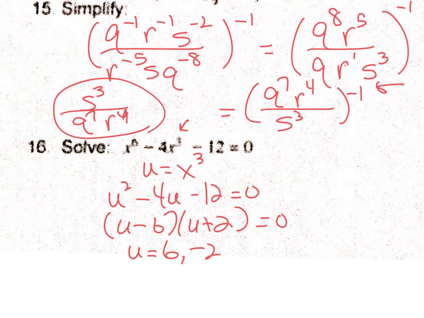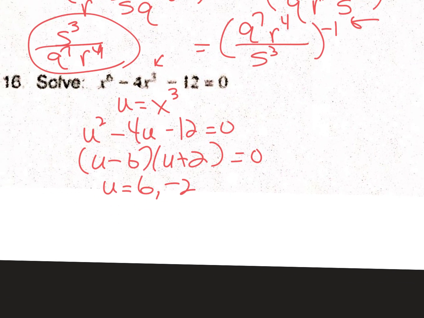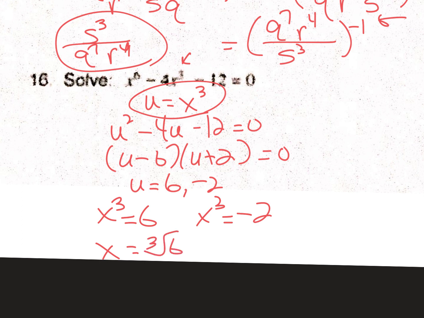And I remember I always said this during class. I would be like, nobody cares about u. Remember what u is. U is x cubed. So I'm going to take the u out and put x cubed is 6 and x cubed is negative 2. Now, how do you get rid of a cube? Well, you take the cube root. The cube root of 6 is, yeah, you guessed it, the cube root of 6. The cube root of negative 2 is, yeah, the cube root of negative 2.